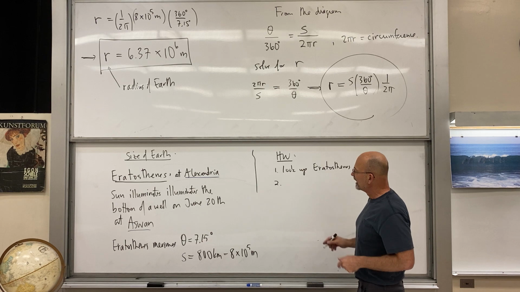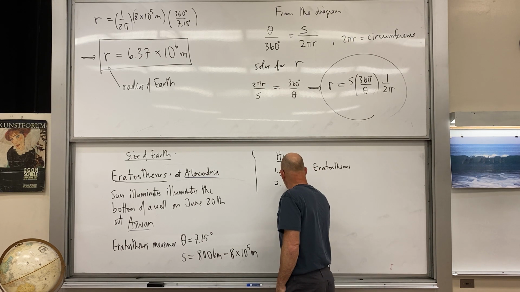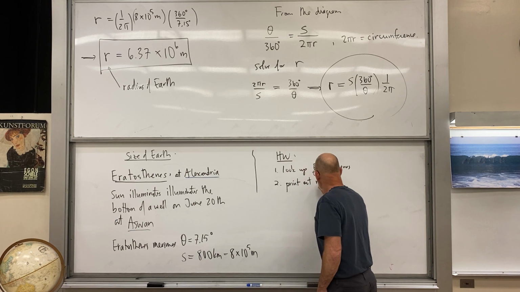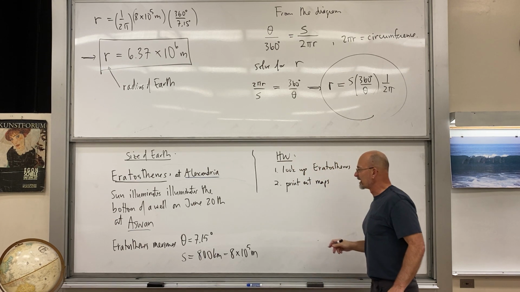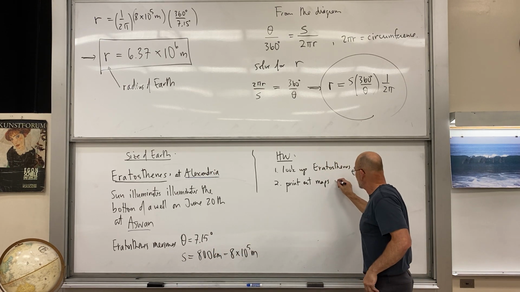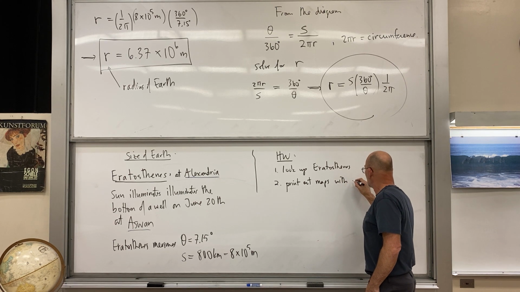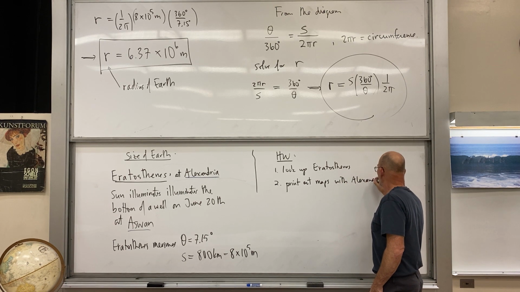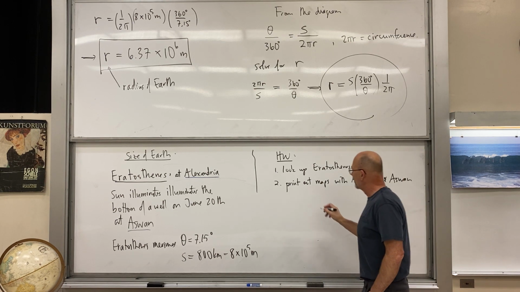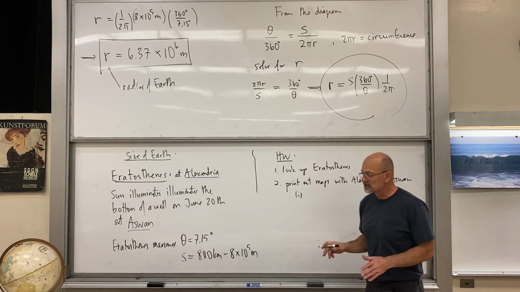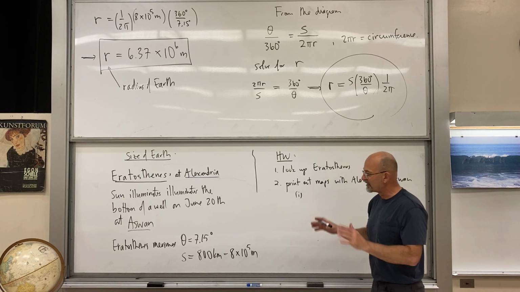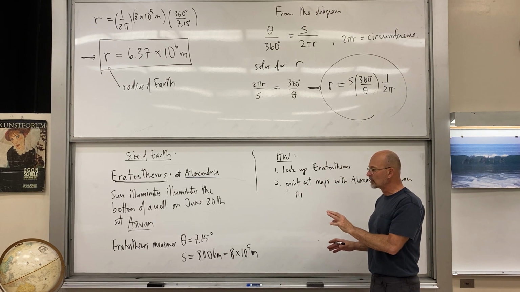The next thing is we need maps. So print out maps. And like I said, with Alexandria and Aswan, maybe you could have a map that shows a fairly large portion of Egypt, okay, and the Mediterranean Sea, so that you want to locate it.